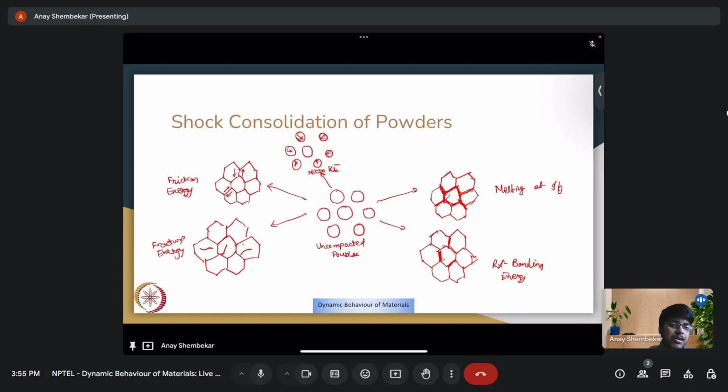All this could finally lead to release of excess heat near the surfaces, which in turn leads to melting of the surfaces. So that melt would then resolidify, and you'll end up with a rapidly melted and resolidified consolidated product.